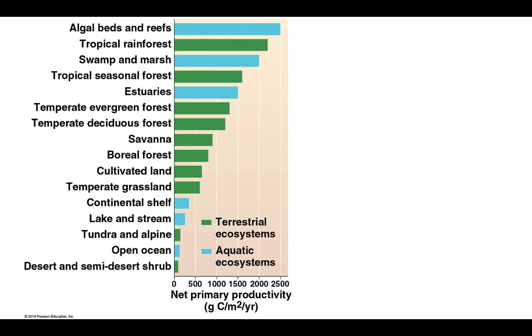Right, well, take a look at this graph. On the x-axis, we've got the net primary productivity in terms of calories per meter squared per year. Green biomes are terrestrial, and blue ones are aquatic. The lowest ones: desert, open ocean, tundra and alpine, lake and stream, continental shelf, temperate grassland. But as you go up, we start to see these are the big players. Algal beds and reefs, tropical rainforest, swamp and marsh, tropical seasonal forest. Right? Why algal beds and reefs?